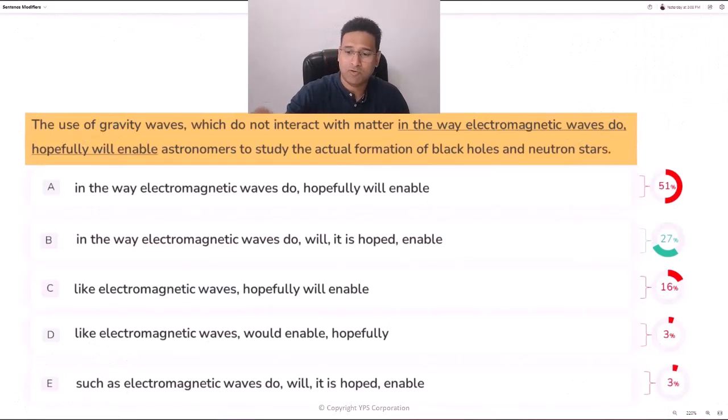Now, if you look closely, you'll see that the only difference between A and B is this modifier, hopefully, versus it is hoped, right? It is hoped has been separated by commas, whereas hopefully is part of the main sentence. So how much difference can this make to the meaning of the sentence, and why exactly is answer choice A considered incorrect by the GMAT? This is what we're going to look at today.